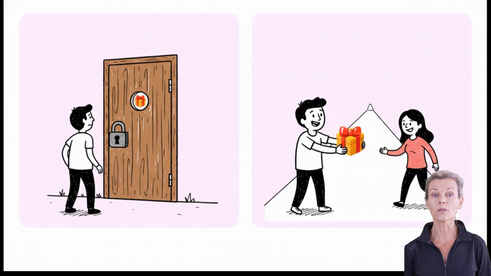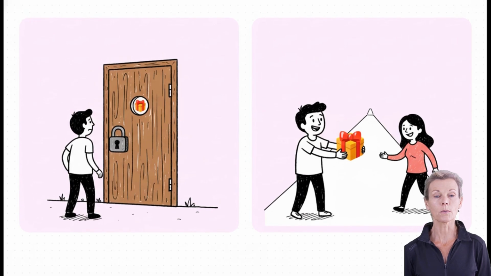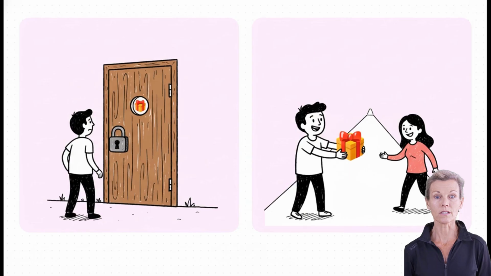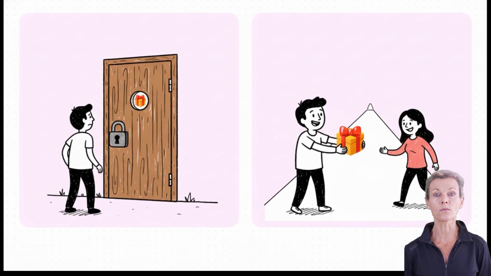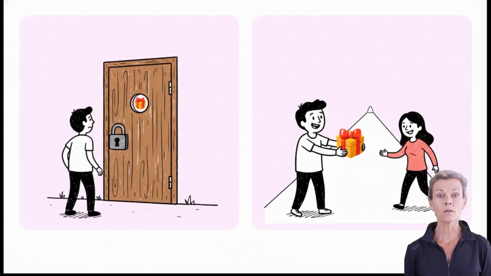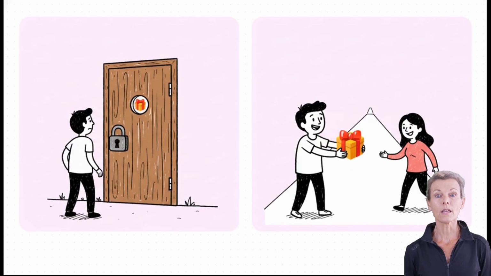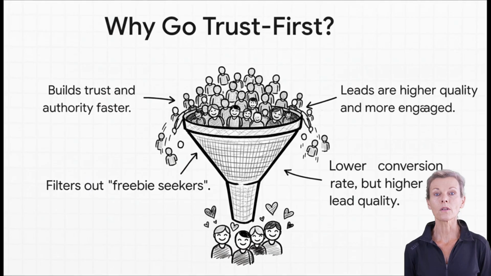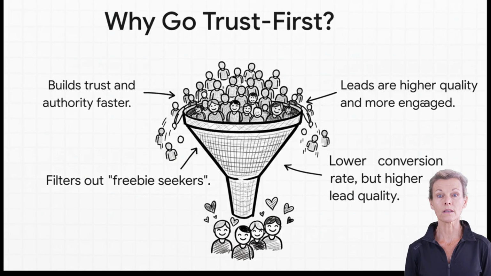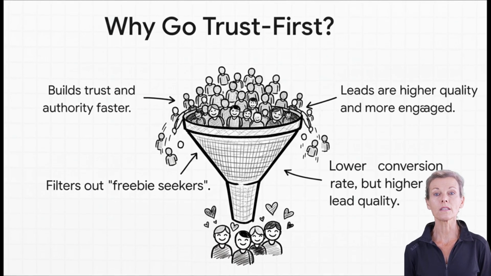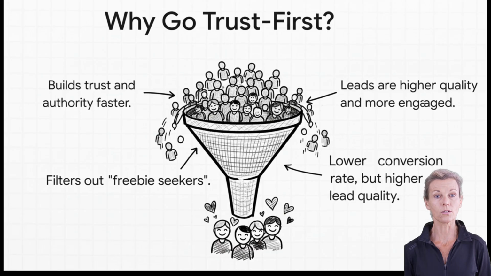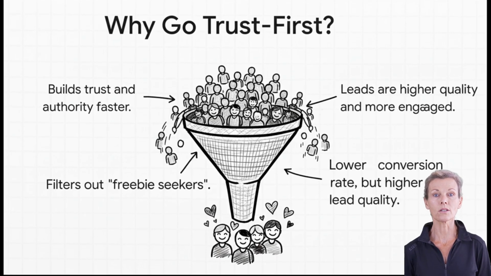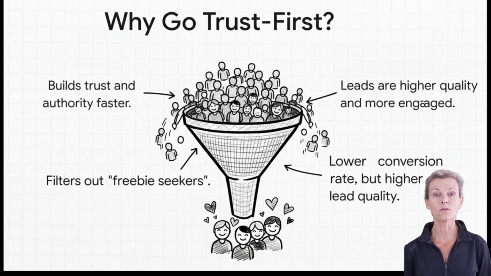This comparison really gets to the heart of the strategic choice you have to make. The classic funnel acts like a gatekeeper, right? It's like, you can't see the good stuff until you pay me with your email. But the Trust First funnel acts like a guide. Let me prove to you I can help you first, and then you can decide if you want to go further. Now, the trade-off here is pretty simple. You're probably going to get fewer emails with this method, but the quality of those leads is way, way higher. You're automatically filtering out all the freebie seekers, and you're attracting people who have already seen your value and are actively raising their hands asking for more.